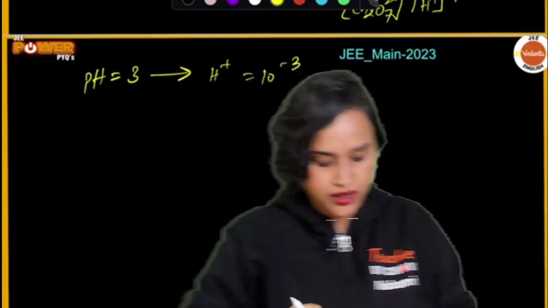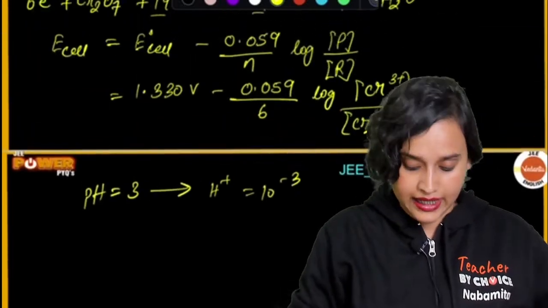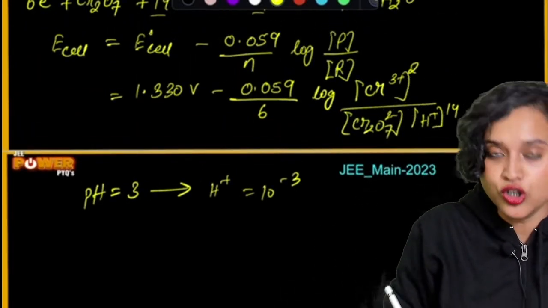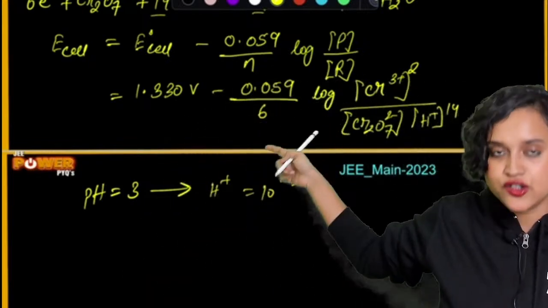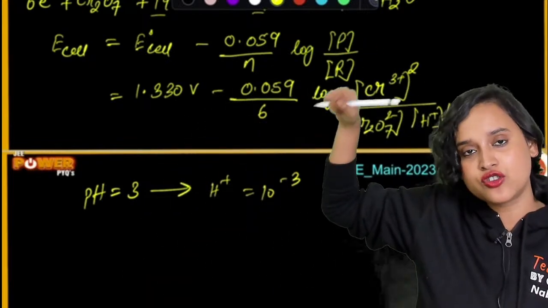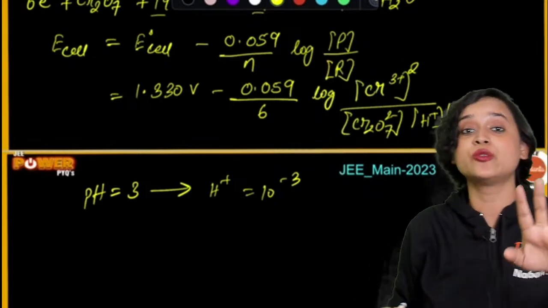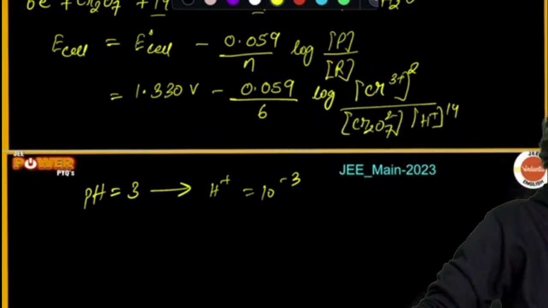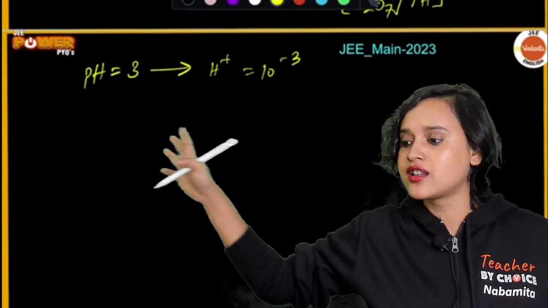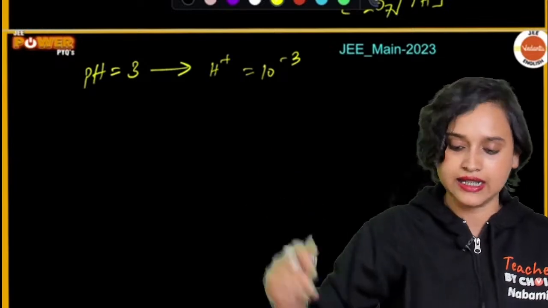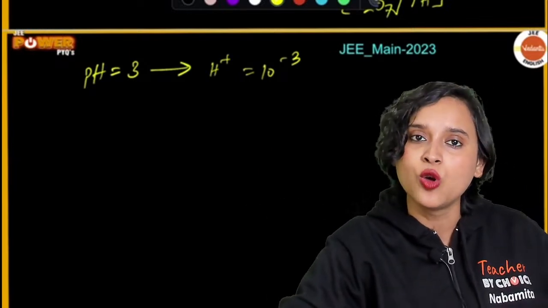Cr plus 3 to the power 2. Yes, very good. That means somebody is listening. Thank you, Ayush. Yes, Cr plus 3 raised to the power 2, because that also has a stoichiometric coefficient of 2. Now in the question, pH is equal to 3 is given, so that means H plus is equal to 10 to the power minus 3. What else is given to you?